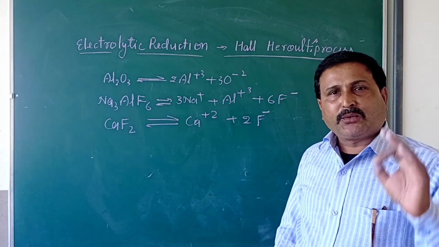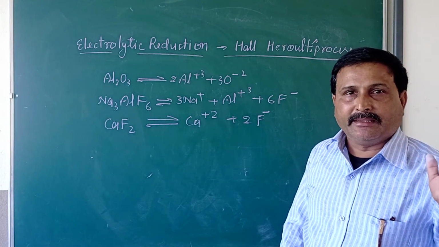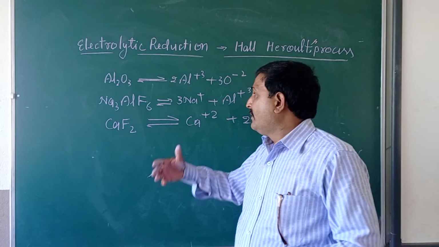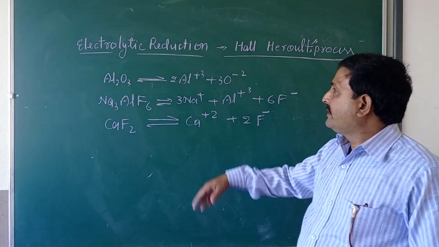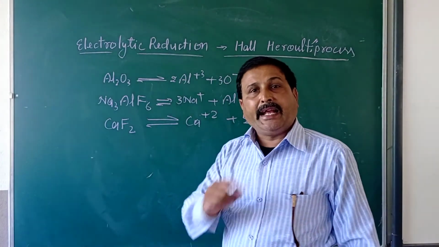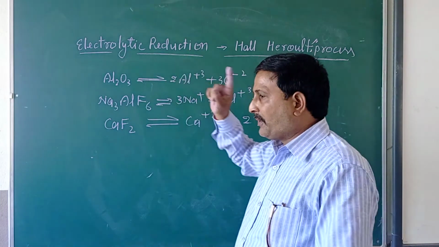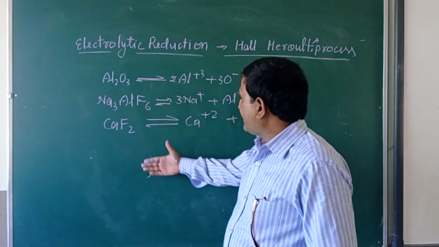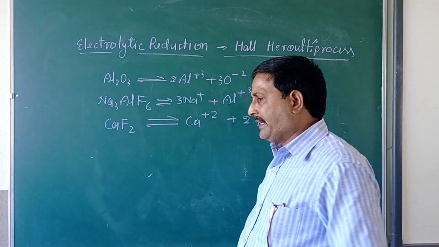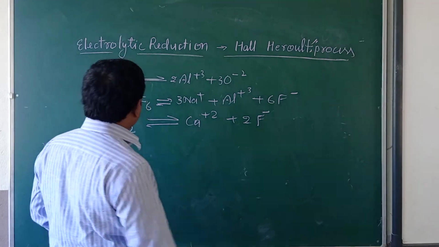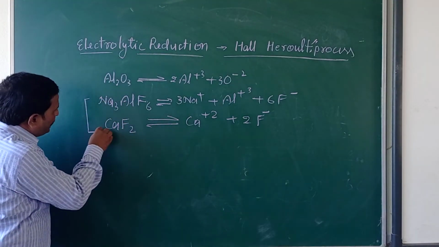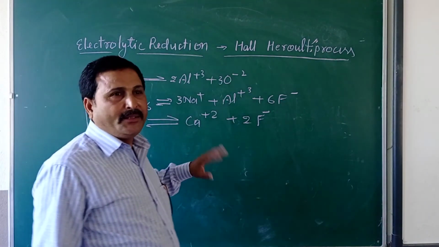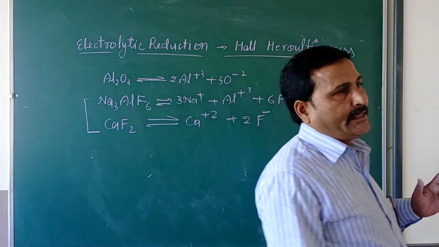Question: explain the electrolytic reduction of aluminium, or name the process in which electrolytic reduction takes place, and explain with the reaction. The first answer is the Hall-Heroult process. Second, the electrolytic reduction reaction. Now the question is why we are using cryolite and fluorospar.